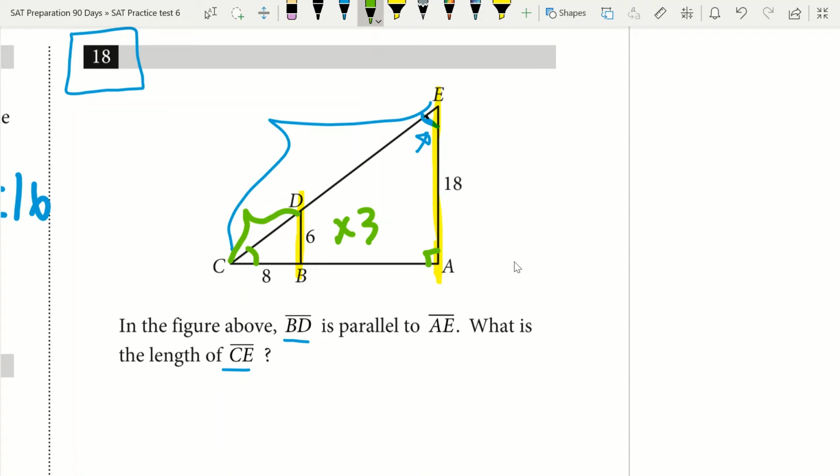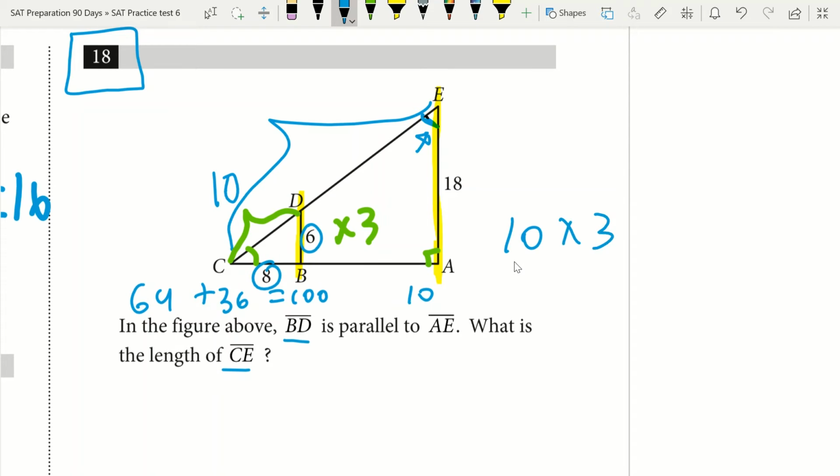So what jumps out to me is I have a 6 here and an 8 here. I know 8 squared is going to give me 64, and I know 6 squared is going to give me 36. I know that's going to equal 100, and I know the square root of 100 is going to give me 10. So I know my hypotenuse will indeed be 10 then, right? For CD, that's not my answer though, because I'm asked for C to E. So I take that 10 then, multiply it by 3, since that is my ratio of my larger triangle to my smaller triangle, and I get 10 times 3 is 30. So my answer there would be 30 for the length of CE.